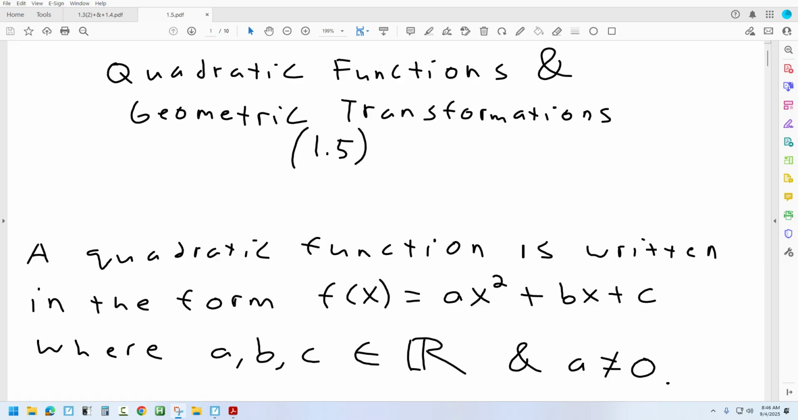Because what would happen if you filled in a 0 right there? It makes that term 0, which would then make that a linear equation. You'd have bx plus c. All right, so you can't have a be 0 and have it be a quadratic.